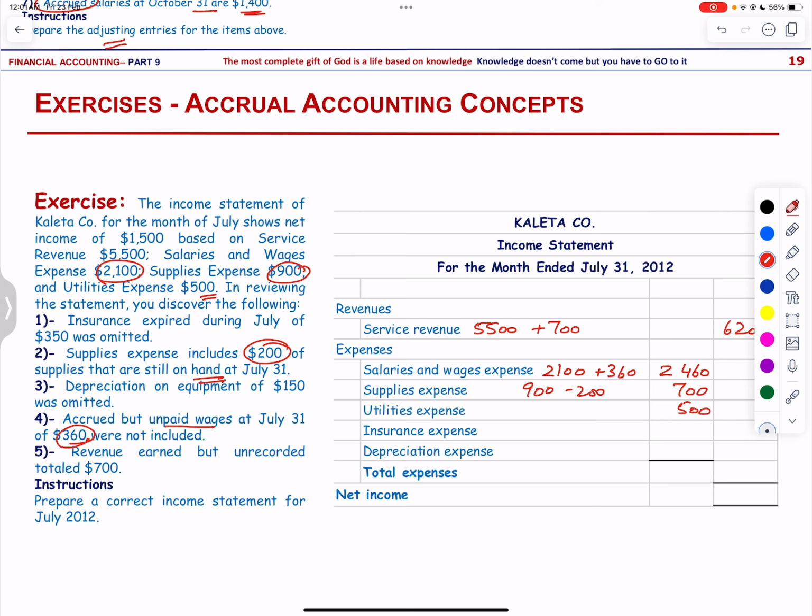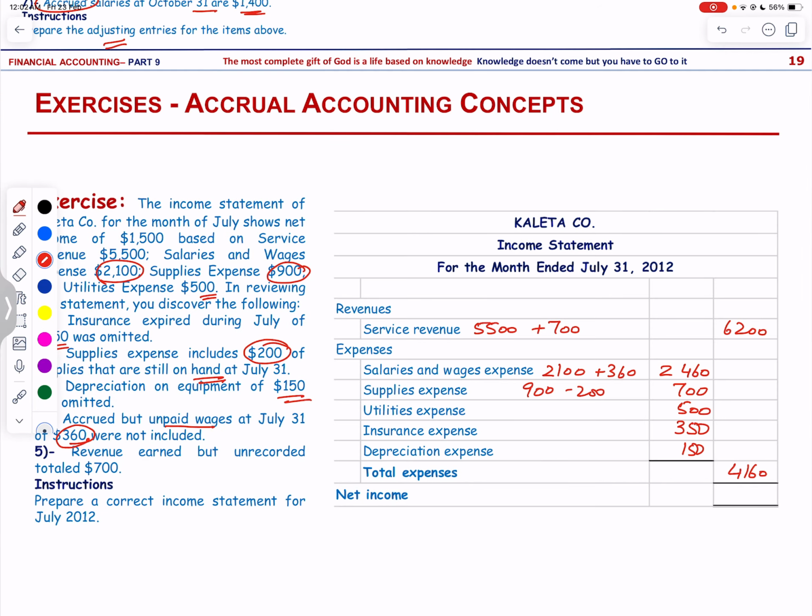Insurance expense, what else? We have insurance that expired during July of 350 was omitted. So we have to add this expense of 350. And finally, we have the depreciation on equipment of 150. So this makes a total of 4,160, and the net income will be 2,040. Okay, let us move on to the next exercise.